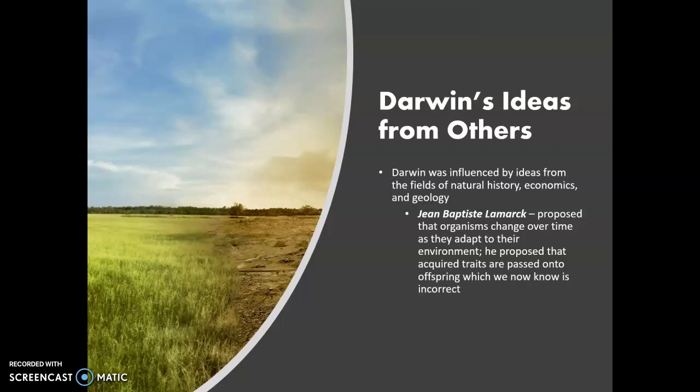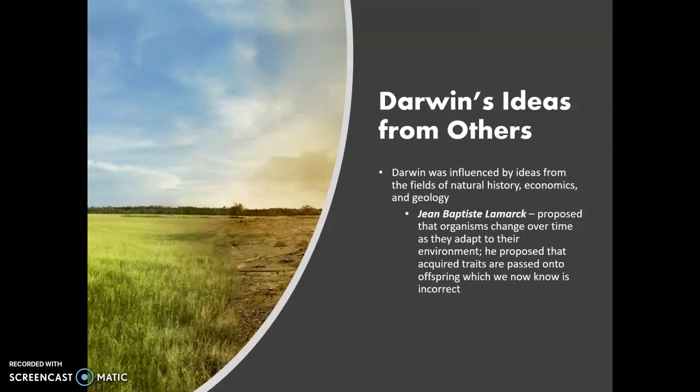Also, Darwin was influenced by others. When we talked about DNA, we talked about Watson and Crick. Watson and Crick never really developed any of their own methods. They basically looked at everybody else's research and then formulated an answer. Darwin, it's the same kind of thing. He did take input from those around him in his field who were doing research. So he was influenced by a ton of different fields: natural history, economics, geology. So I'm going to list a few of them that fueled Darwin's invention of his theory.